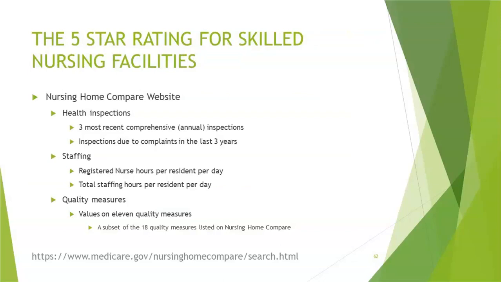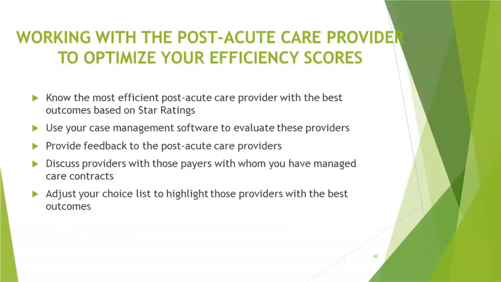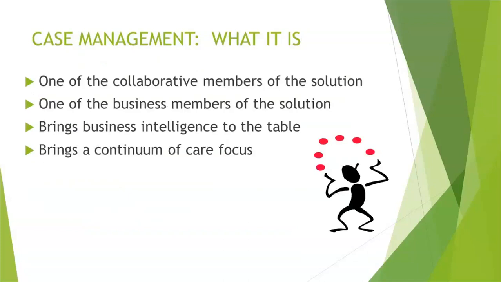Also, the 5-star rating for skilled nursing facilities, we're going to be moving off this soon. I'm not sure exactly when we get the impact data, but right now this is what we're using. And of course CMS is mandating these quality numbers now, so you have to keep that in mind again. So work with your post-acute providers to optimize your efficiency score. That means, I believe, monthly meetings with them to make sure everything works as expected, and that if you do have an issue with a post-acute provider, maybe you can work it out with them if they're one that you would like to continue to do business with.